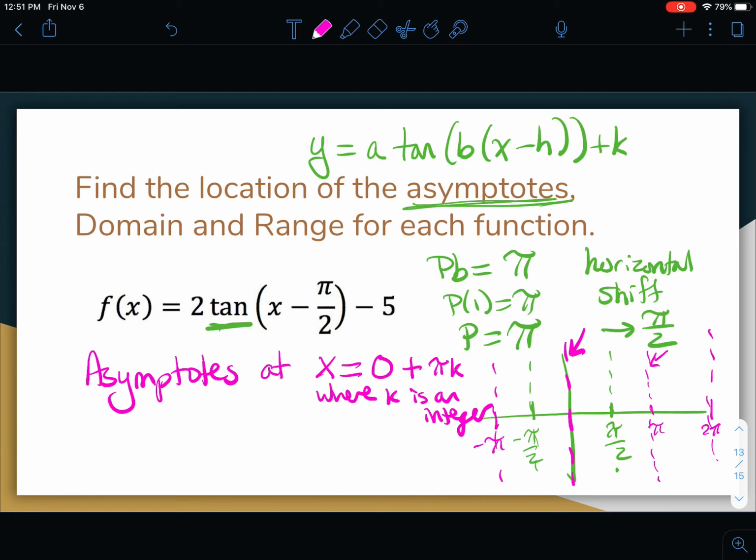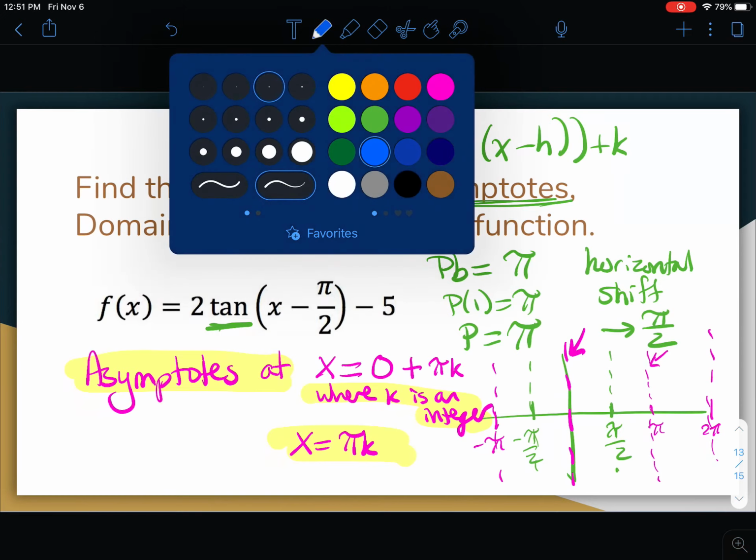Now, we don't really need to write 0 plus pi k. We could just say pi k, and again, where k is an integer. So that would be the location of the asymptotes, okay? So that's where the location of the asymptotes are.